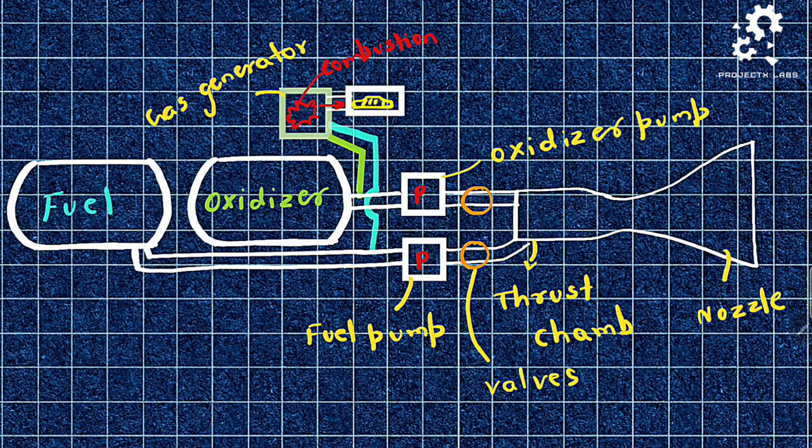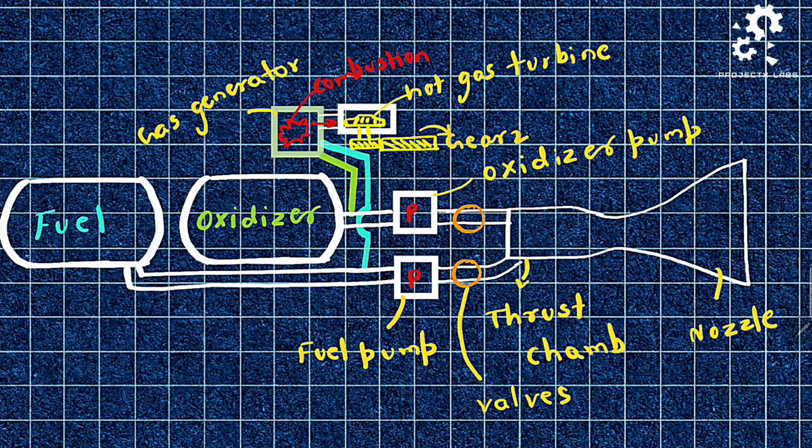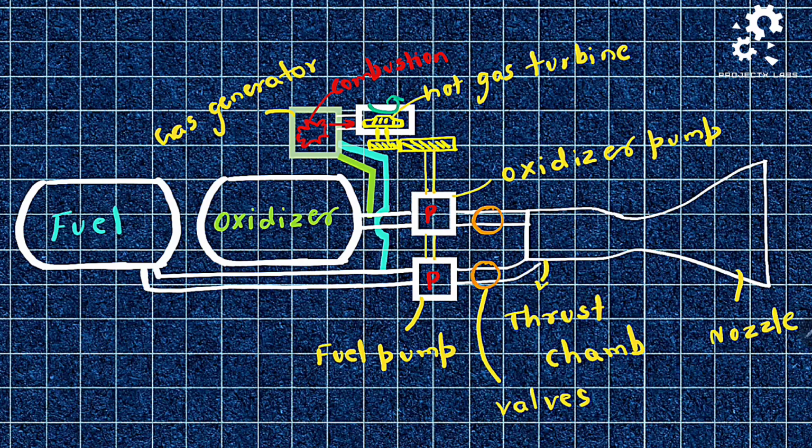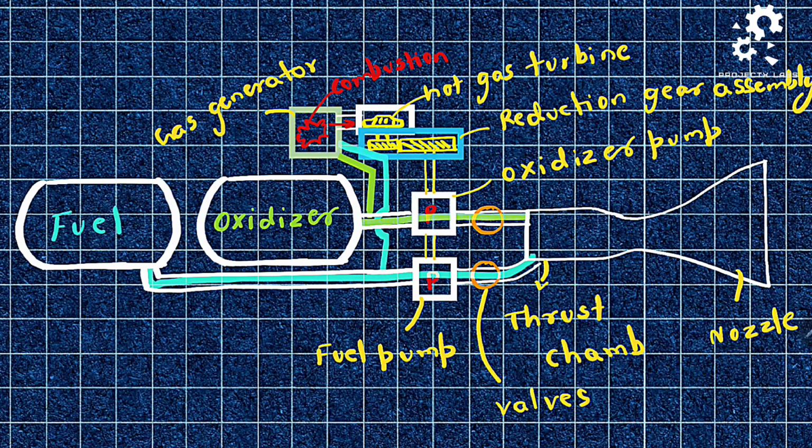The hot gas produced is streamed towards the hot gas turbine that is connected to a gear which drives another gear. The driven gear is connected to both the pumps. As the turbine rotates, the gear rotates the pump, enabling the flow of fuel and oxidizer into the thrust chamber. As the turbine rotates at very high speed, the speed has to be reduced to operate the pumps. This is achieved by the reduction gear assembly.